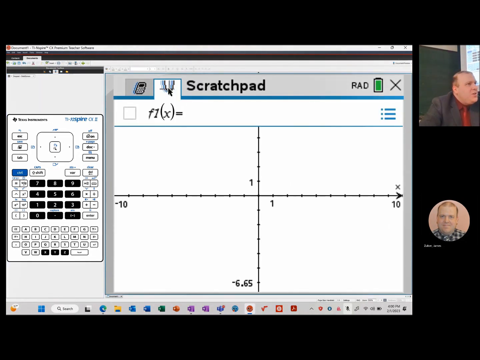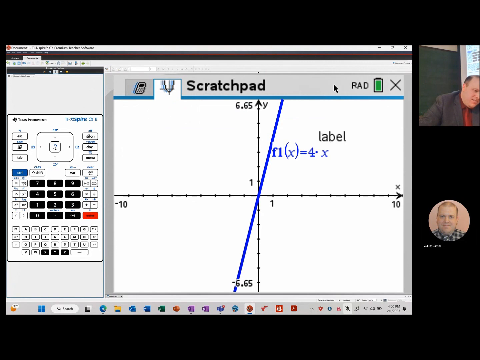The graph, let's just take a look. So f of x is y, so that equals 4x, right? That is definitely symmetric about the origin.